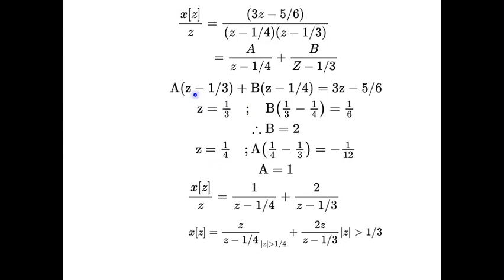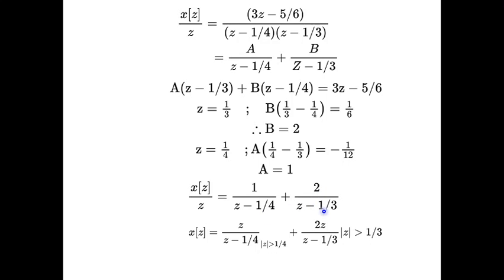So applying partial fractions and then substituting for various values of z, you can substitute z equal to 1 by 3 so that this term becomes 0. So when you substitute this, you get B equal to 2. Similarly, when you substitute z equal to 1 by 4, this becomes 0 and you get A equal to 1. So finding out values of A and B leads to X of z divided by z equal to 1 by (z minus 1 by 4) plus 2 by (z minus 1 by 3).